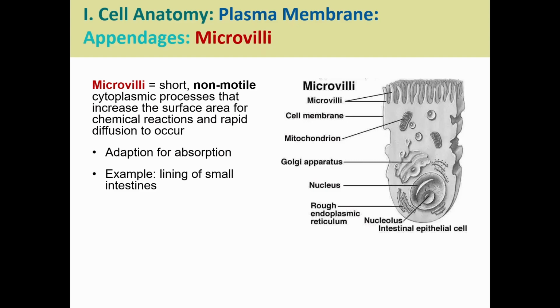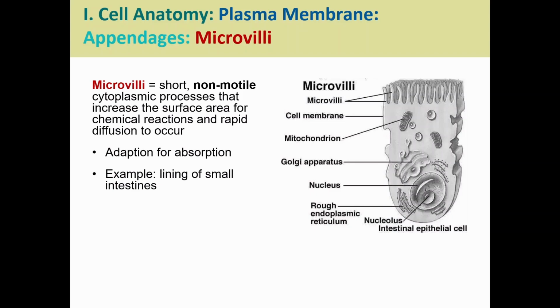And then lastly, we get these microvilli. Now these are short, non-motile, so we are not moving, right? They're kind of like the cilia, except they are not worried about moving. These are just to increase surface area. So by having all these little projections that go up and back down, we're increasing surface area, and by increasing the surface area, we can basically create more space for chemical reactions to happen.